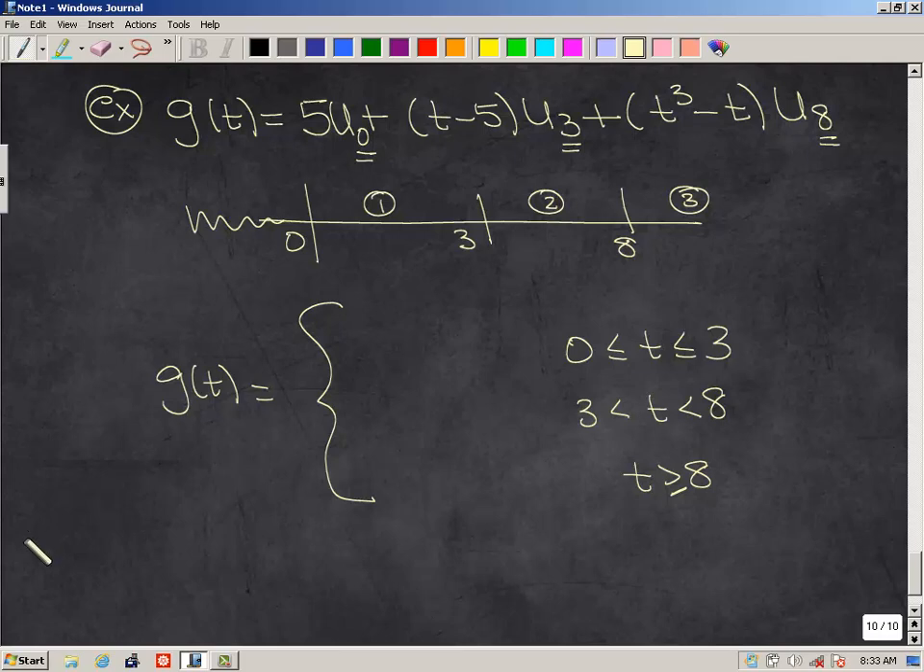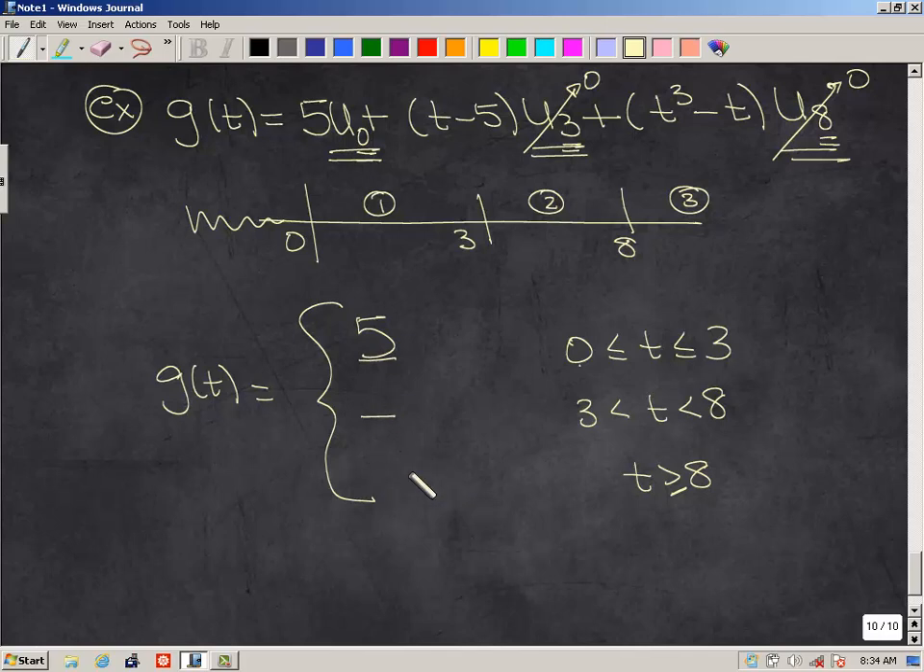Now we just need to figure out what are the values of each of these functions in each of those regions. Between 0 and 3, which of these functions are going to be on? This one does not come on till 3, so it's going to be off between 0 and 3. This one does not come on till 8, so it's going to be off. So the only one that's on between 0 and 3 is the first one. So the value is going to be 5.